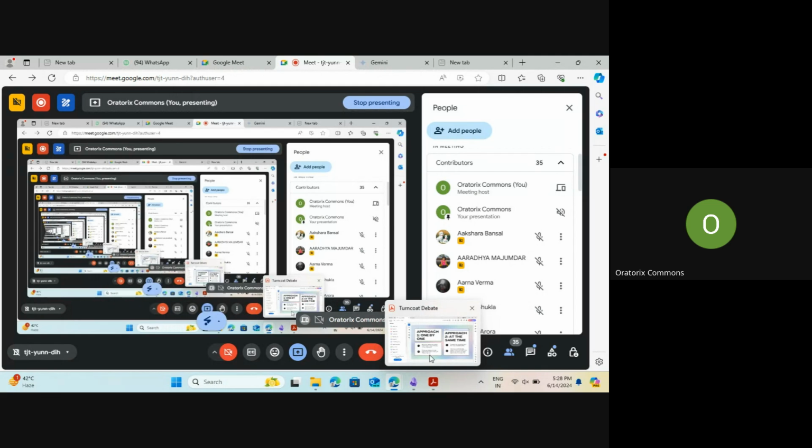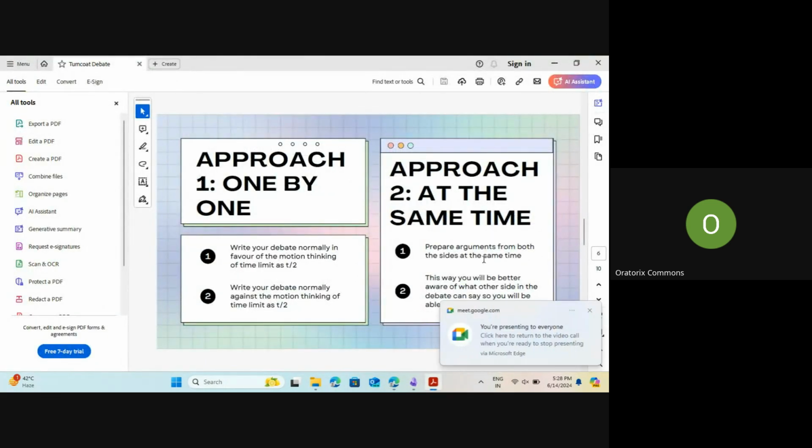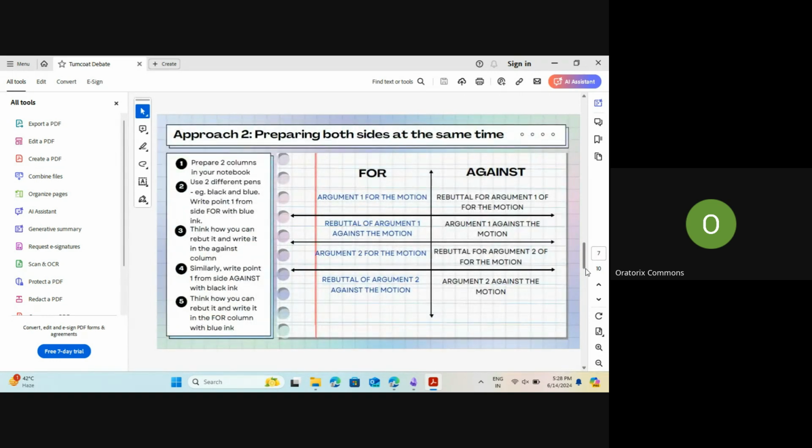Right, guys, that was your one by one approach. That is very simple. Now we come to the main approach, which is my favorite. That is at the same time. What it means is that during your thought process, your thinking time, you just make two columns. In one write for and in the other write against. Use two different pens, preferably one black and one blue, or maybe any other color, and write everything related to the for in one column with one ink. Write everything related to against in a different column with the other ink.